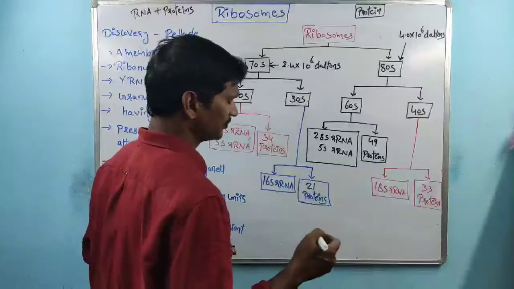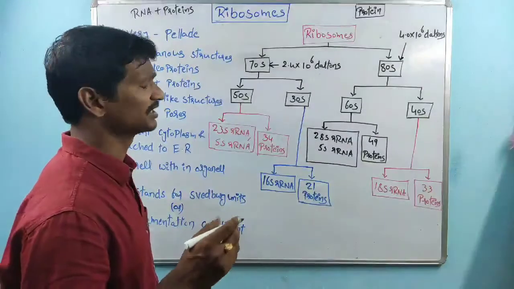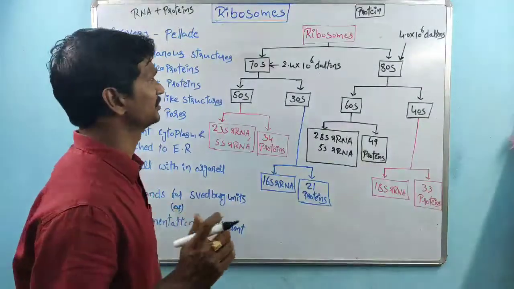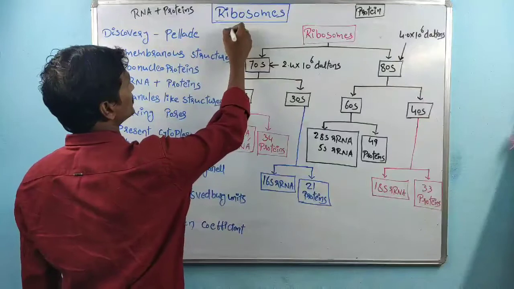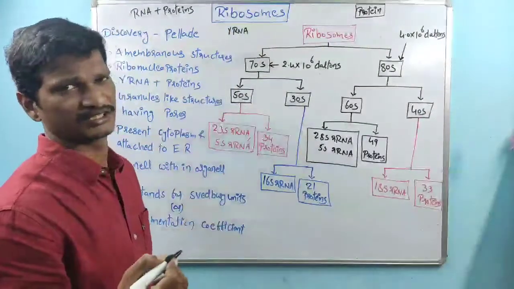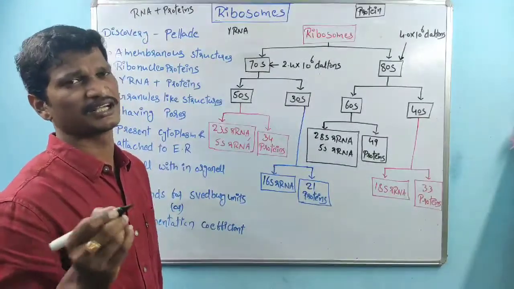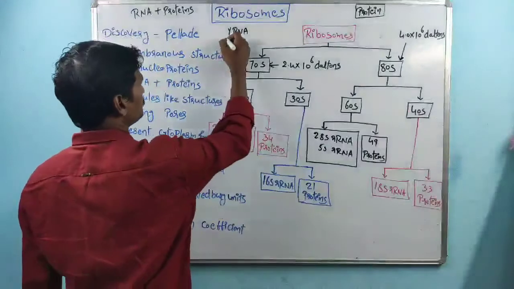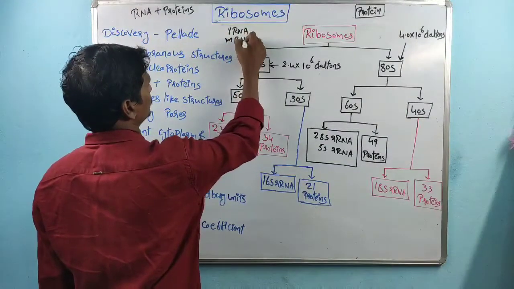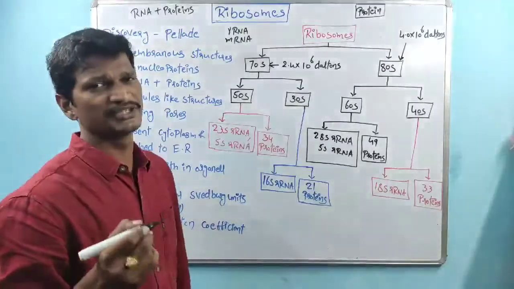Whether in a prokaryotic cell or in a eukaryotic cell, three types of RNAs are present. One of the RNAs is called rRNA, ribosomal RNA. Ribosomes contain rRNA. The next one is messenger RNA, mRNA. mRNA indicates messenger RNA.